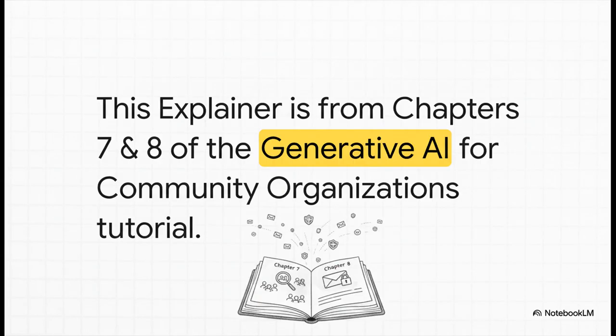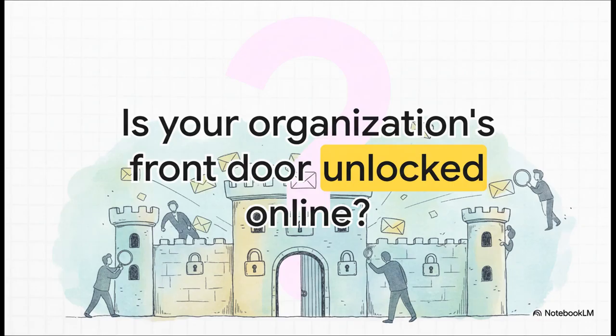And just so you know, all the strategies we're diving into today are pulled straight from chapters 7 and 8 of the Generative AI for Community Organizations tutorial. We're really zeroing in on two key areas: locking down your email and pulling the curtain back on the invisible world of data brokers.